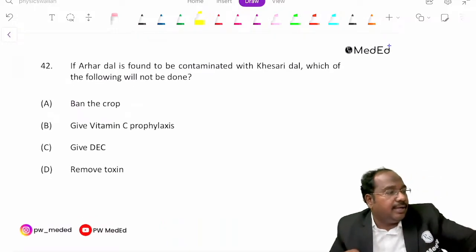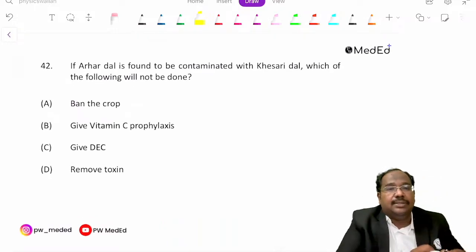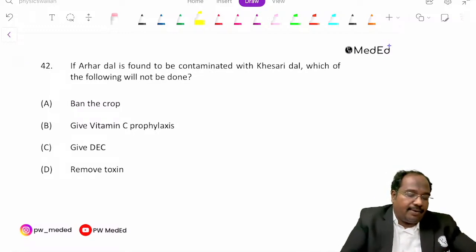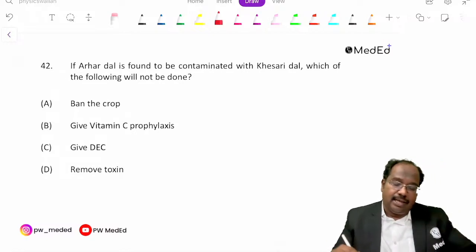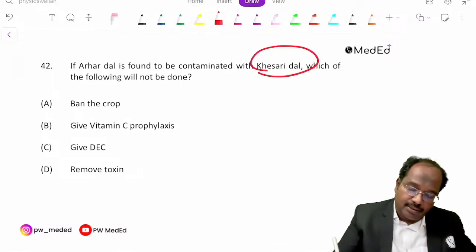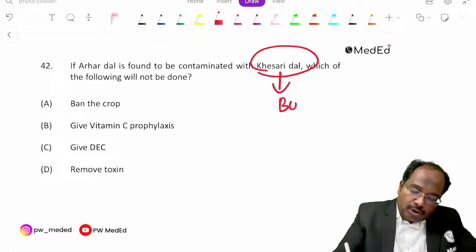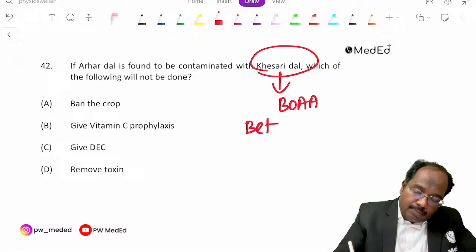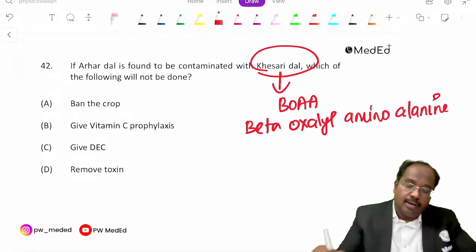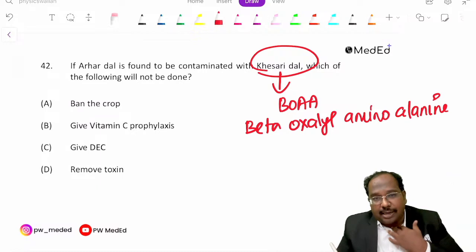This is also again a recent question in your exam. Kesari dal they have given. Kesari dal can lead to what? This kesari dal contains a toxin. The question is which of the following is not done? We will see. It contains a toxin called BOAA. What is BOAA? Beta oxalyl aminoalanine.